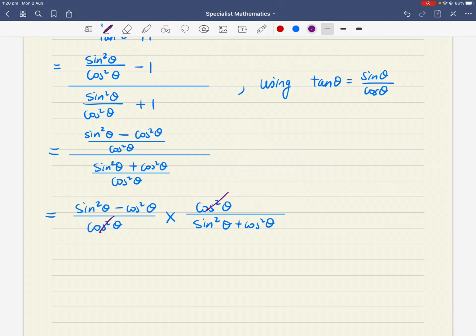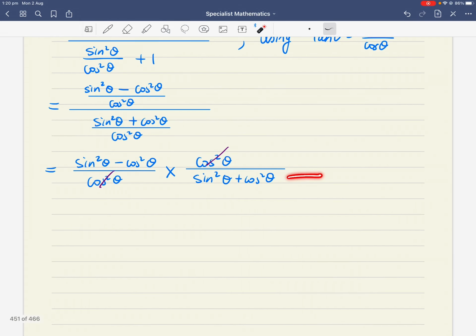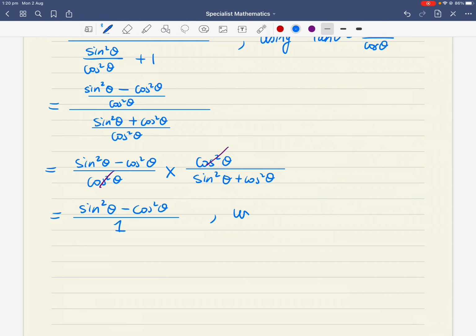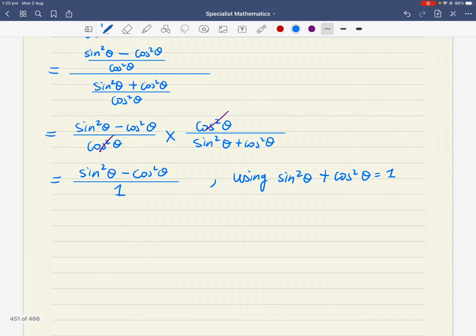Now the cos squared top and bottom can cancel. This one on the bottom is our Pythag identity. Sine squared plus cos squared equals 1. So that equals sine squared theta minus cos squared theta all over 1. Why? Because we are using the identity that sine squared plus cos squared theta equals 1. Always make sure you're quoting which formula, which identity you are using. And so anything divided by 1 is itself, which gives us sine squared theta minus cos squared theta.